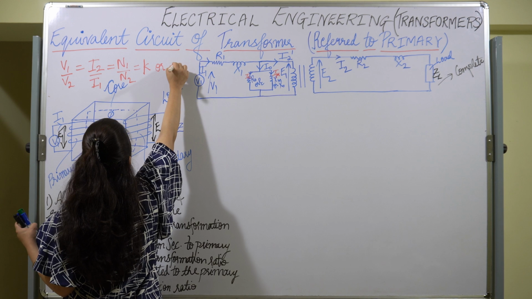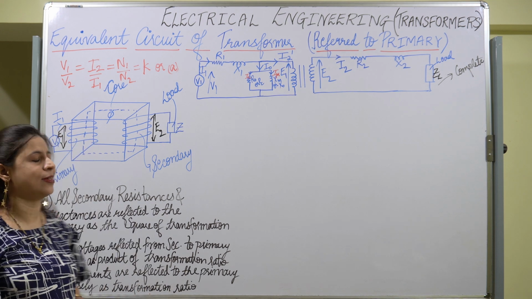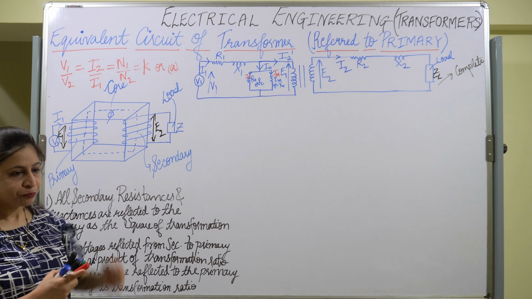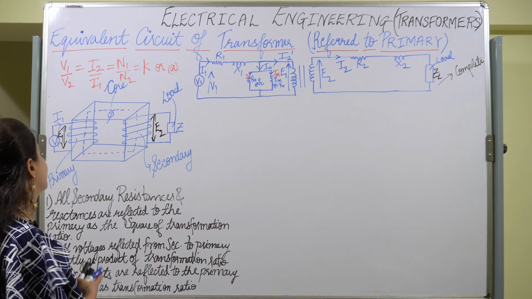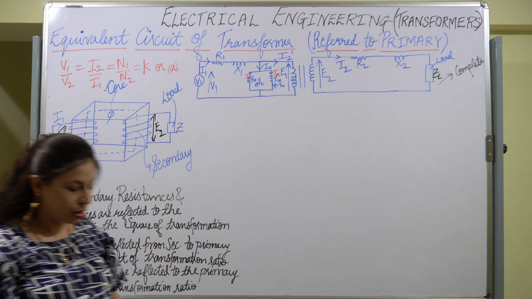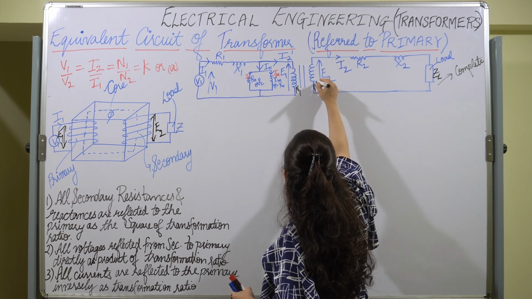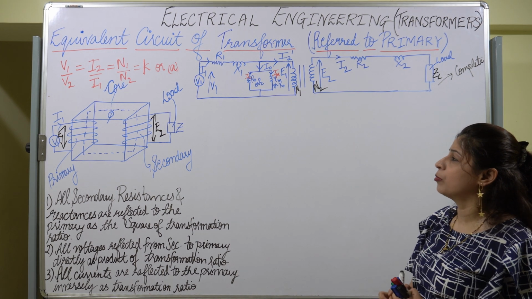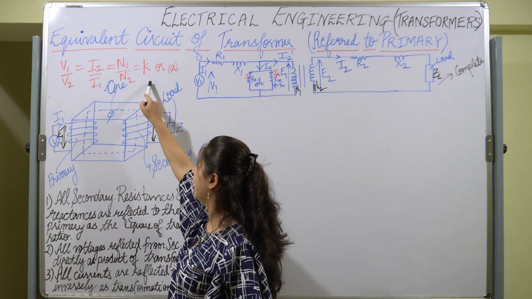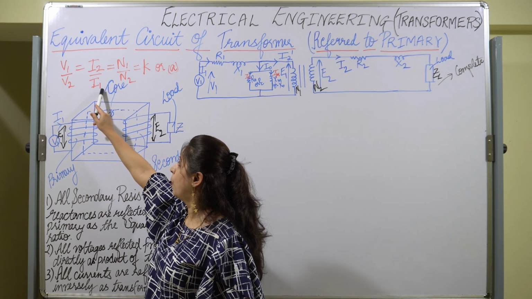or you can also say A. In some books it is given by A, in some books it is given by K. It is just a constant, you can denote it with any alphabet. So the transformer ratio depends upon the number of turns. The number of turns in this equivalent circuit are given by N1 and N2. It depends upon the number of turns, and N1 upon N2 is the ratio given by K, and it is equal to V1 upon V2, and it is also equal to I2 upon I1.